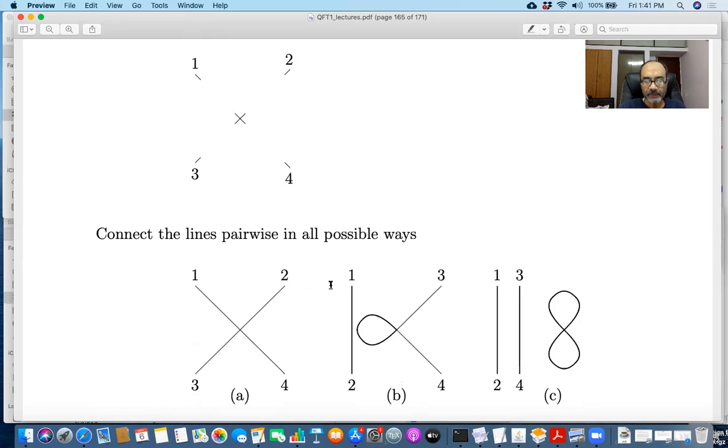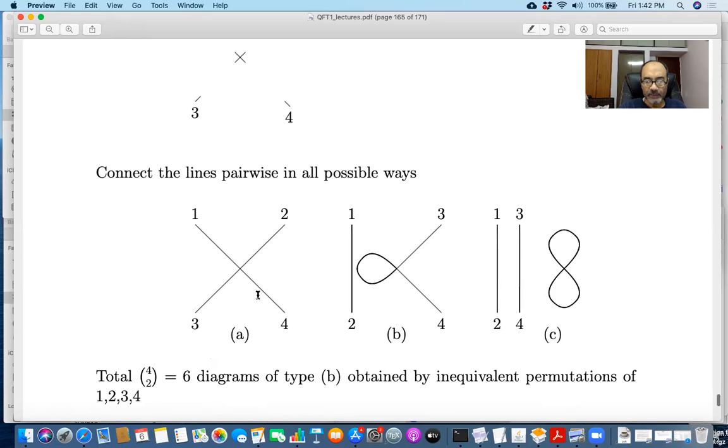This one, for example, comes when 1 and 2 are joined together. And then 3 is joined to one line here, 4 is joined to one line here, and the two leftover lines are joined to each other, right? That's what this loop represents. This one, on the other hand, corresponds to 1 connected to 2, 3 connected to 4, and then 2 lines here connected to each other, 2 other lines connected to each other.